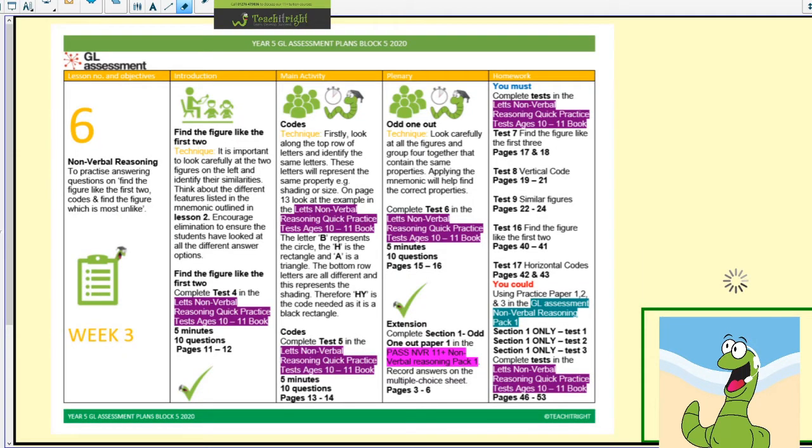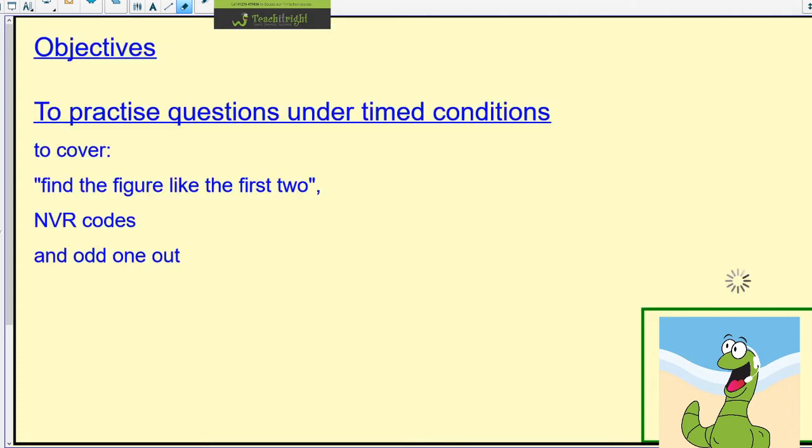Let's get started. Right, so today we're going to be covering three sections, or three topics. We're going to be looking at questions which involve finding a figure that is most like the first two. We're going to look at some non-verbal reasoning codes and we're going to look at some odd one out questions. So let's get going. The objectives today are to practice these questions under timed conditions.